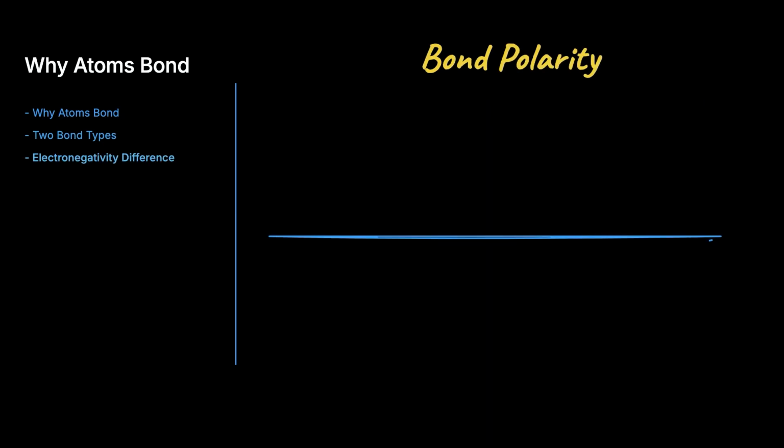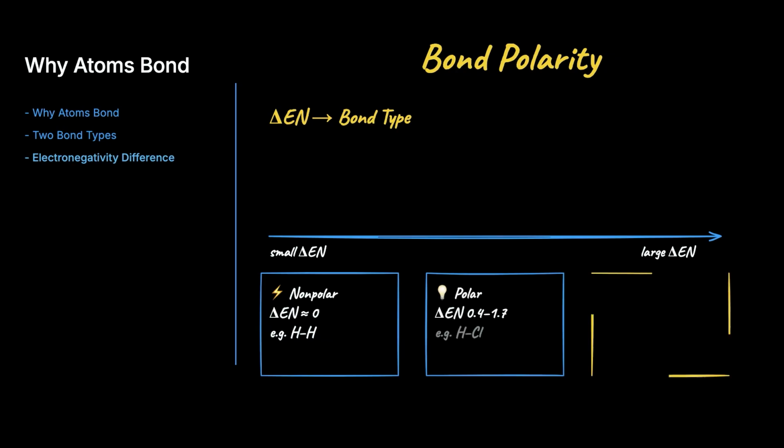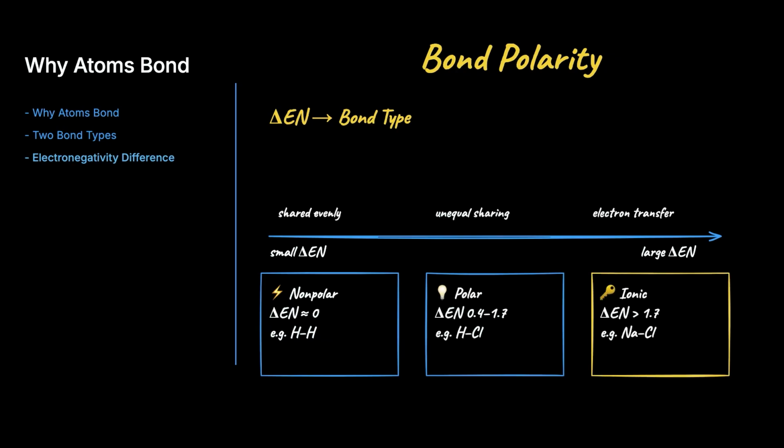Here is a quick way to predict which type you have. We look at the difference in electronegativity between the two atoms, which measures how strongly each one pulls on shared electrons. A small difference means the electrons are shared evenly, a non-polar bond. A larger difference makes it polar, and a very large difference makes it ionic.